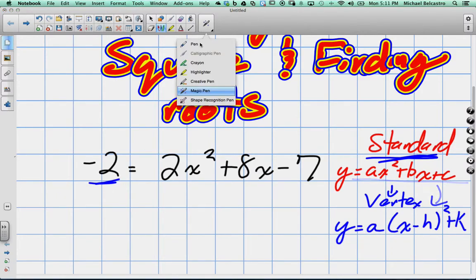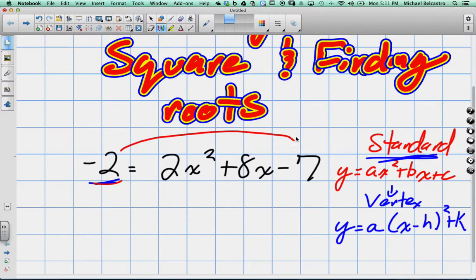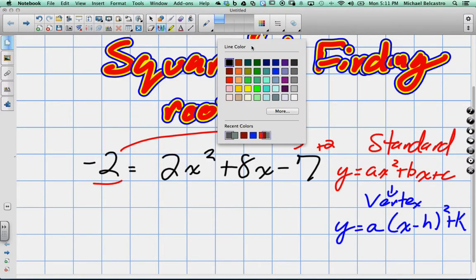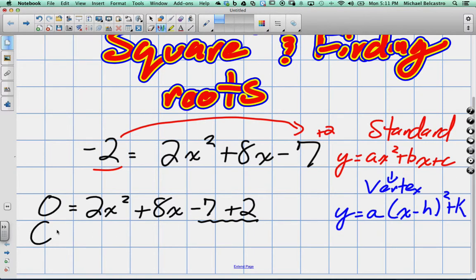So in order to do that, I can move 2 to the other side. And when I move 2 to the other side, what does it become? It becomes positive 2. So let's rewrite this all here in black. 0 equals 2x squared plus 8x minus 7 plus 2. Now these are like terms, so we're going to combine those like terms. And when we combine it, we get 2x squared plus 8x minus 5.